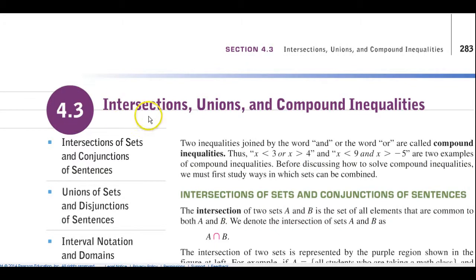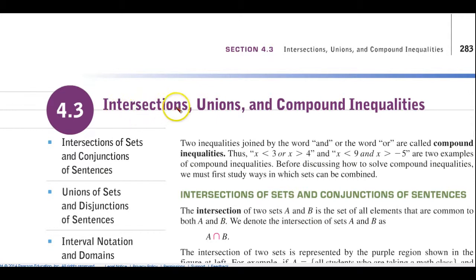As mentioned in our last video, we are skipping section 2 and going on to section 3, where we'll be looking at intersections, union, and compound inequalities. Now, these words may or may not be familiar to you, so let's give a little review.